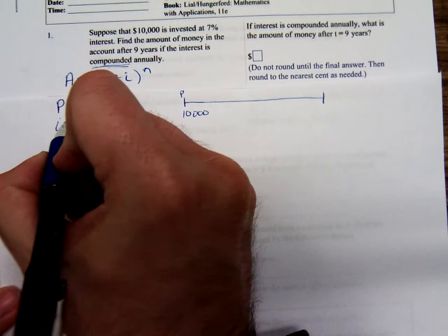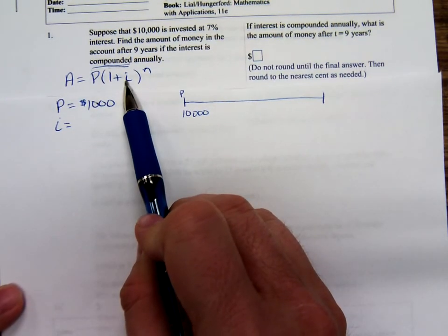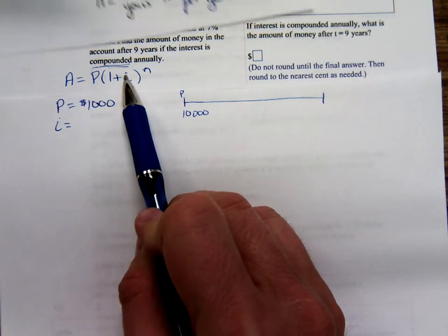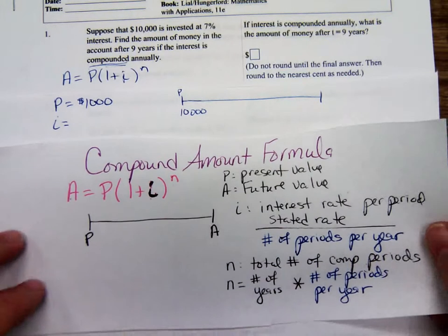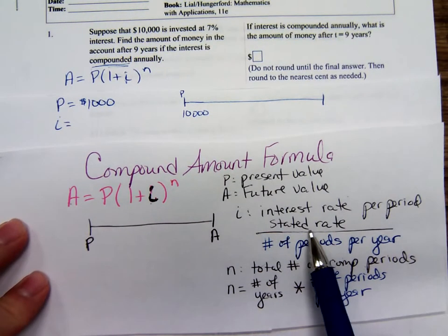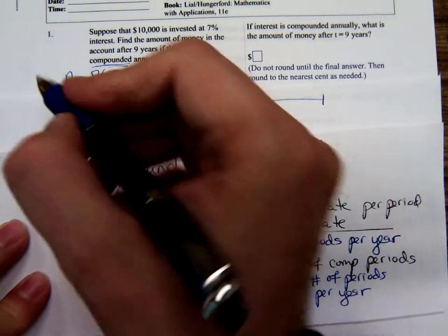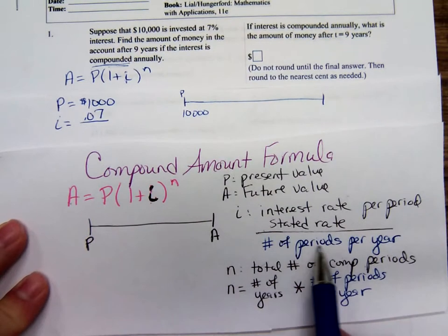I is the interest rate per period. So here's the first time I'm actually doing this. I'm going to calculate I. Lowercase I. You go stated rate, 7%, over the number of periods per year.